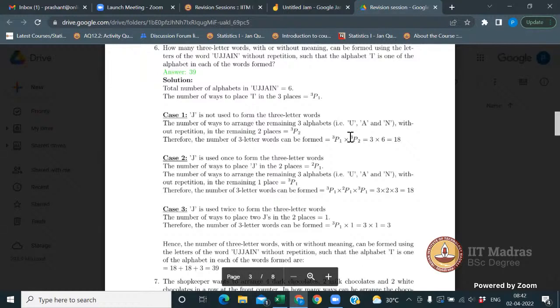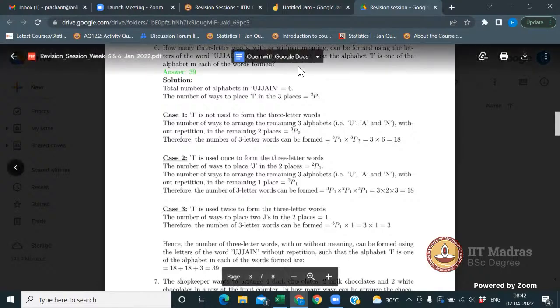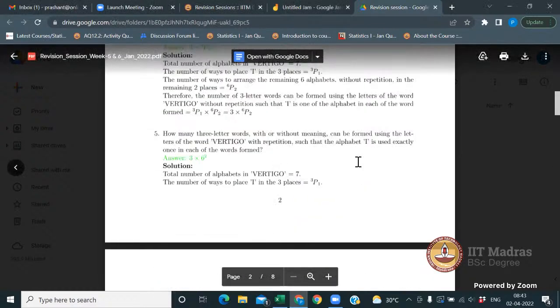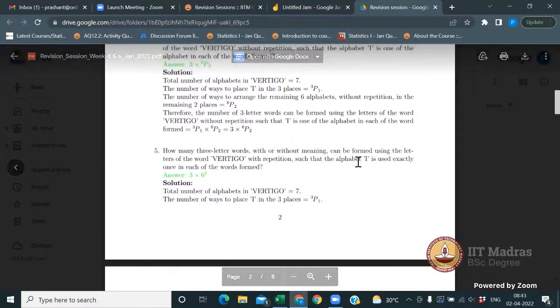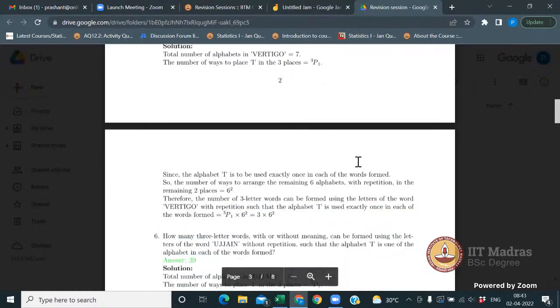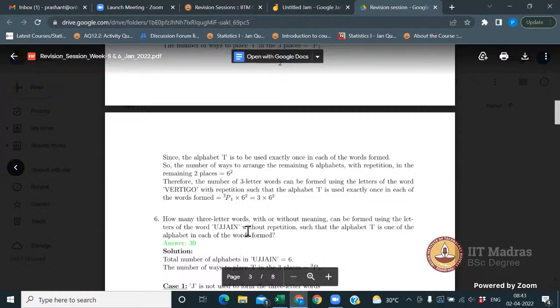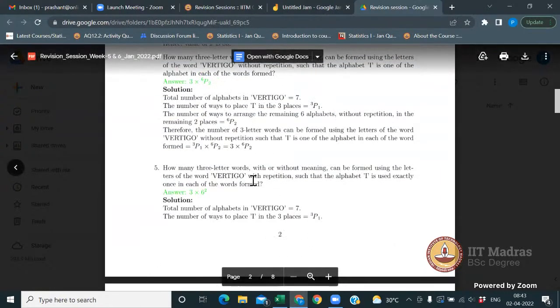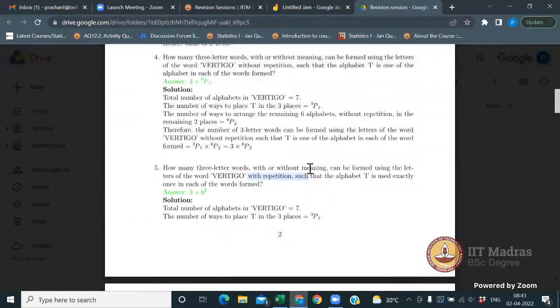Here we are forming words. Sir, the 5th and 6th problems are the same, but the solution is different. Could you please go through the 5th one also? 5th one? Same, just the word is different. No, sir, they are not the same. See, in the question, Ujjain, if you see, it's without repetition. And sorry, in this fourth one.